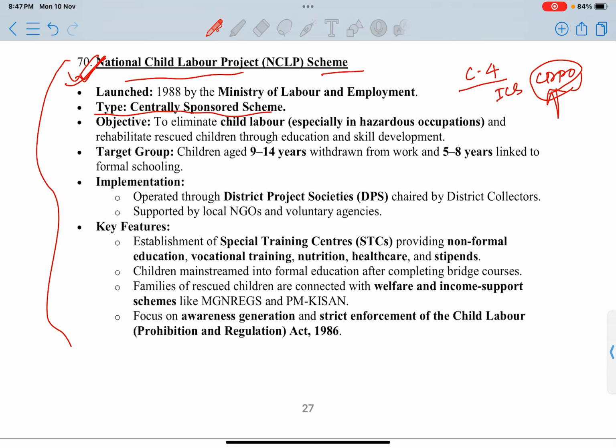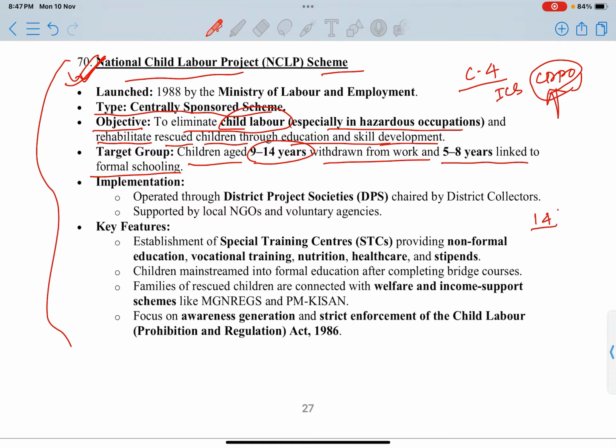It is a centrally sponsored scheme, objective to eliminate child labor, especially in hazardous occupations, and rehabilitate rescued children through education and skill development. Now, target group, children aged 9 to 14 year withdrawn from work and 5 to 8 year linked to formal schooling. Now tell me one thing. See, if we are saying that child labor is prohibited in India, right? It is very fine.